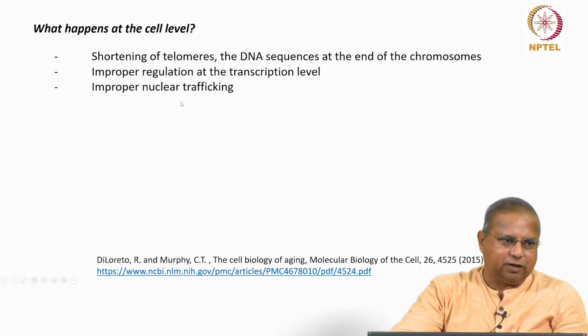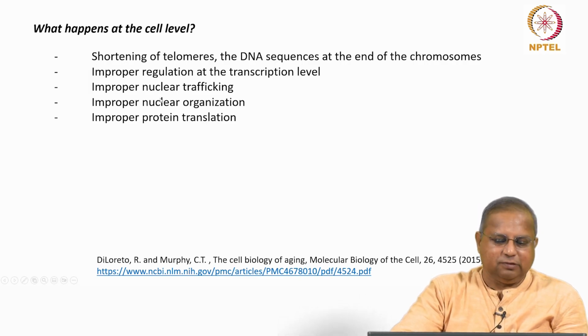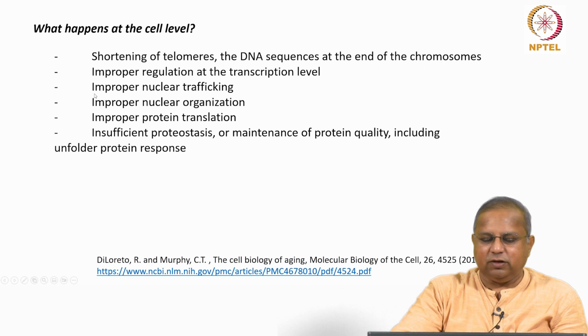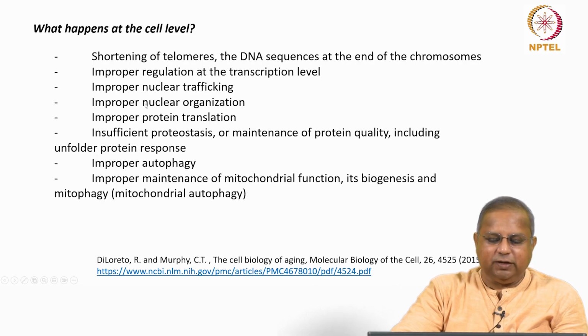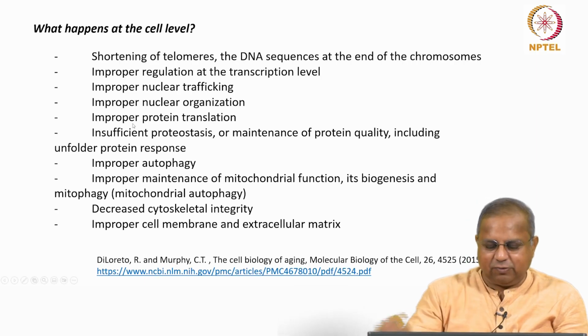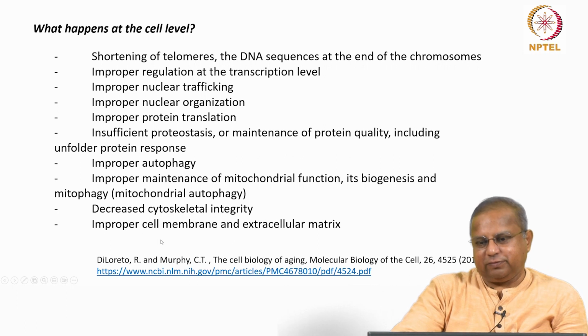There is improper nuclear trafficking. I do not have to explain any of this to this audience, all of you know. Improper nuclear organization happens, improper protein translation happens, insufficient proteostasis or maintenance of protein quality, including unfolded protein response, improper autophagy, improper maintenance of mitochondrial function, its biogenesis and mitophagy, which is mitochondrial autophagy, decreased cytoskeletal integrity, improper cell membrane and extracellular matrix, and so on. Okay. These are the ones that are given in this source here, Cell Biology of Aging by De Loreto and Murphy. So, this is what happens at the cell level because of aging.